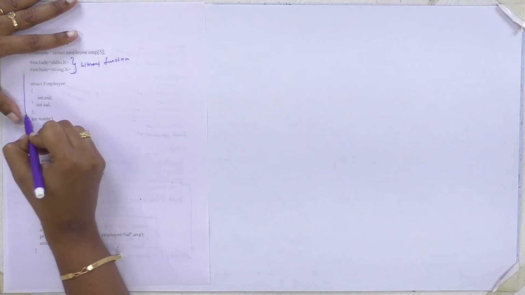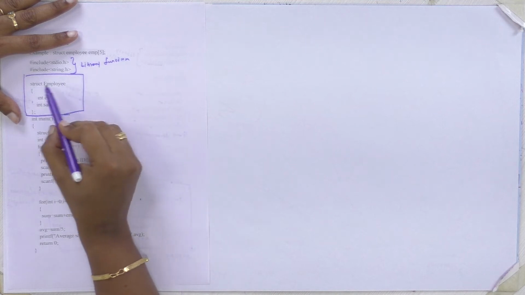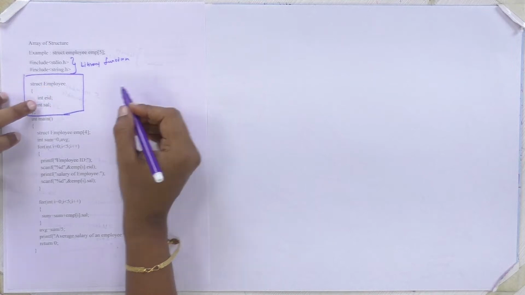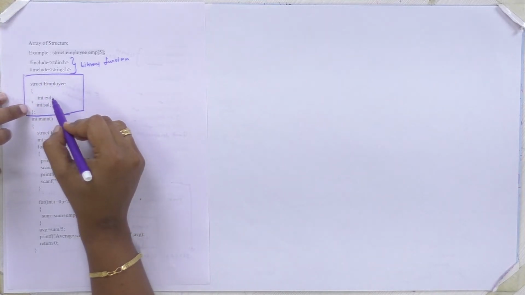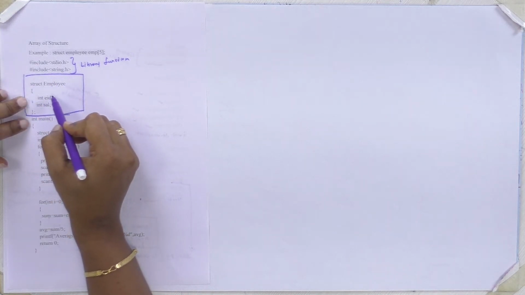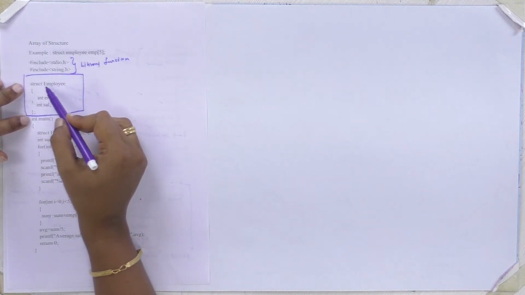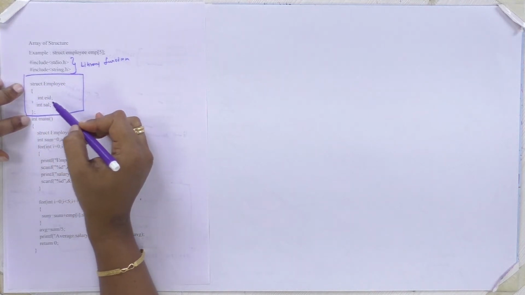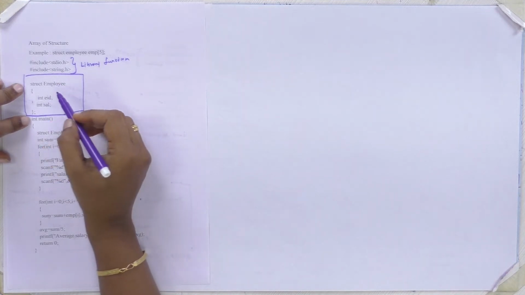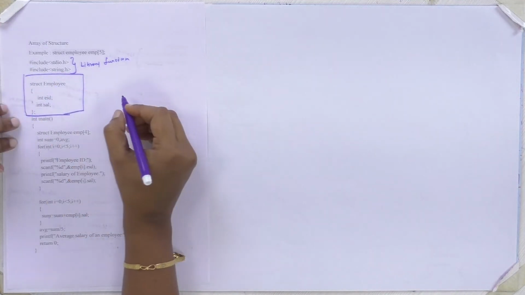So this is the normal structure, without the array concept. Here, structure employee. Employee is a structure having employee ID and salary as structure member variables. By using object creation you can access the member variables inside the structure. Here I am going to create an array for this structure. Let me show how it will be stored.